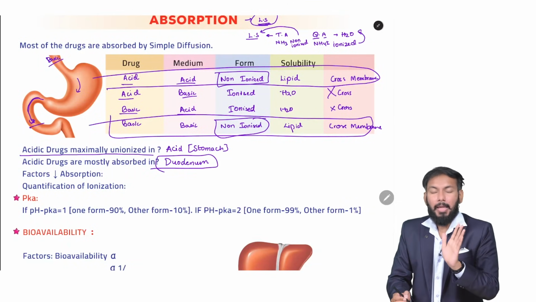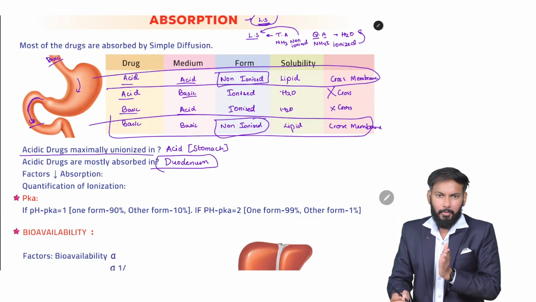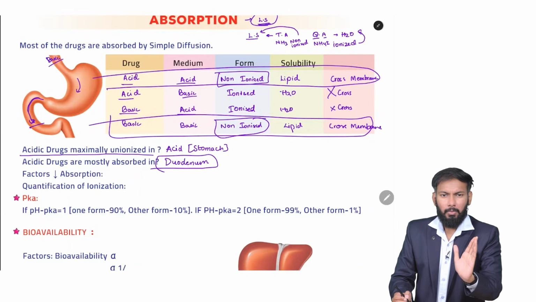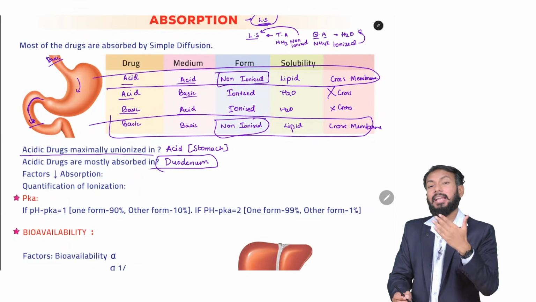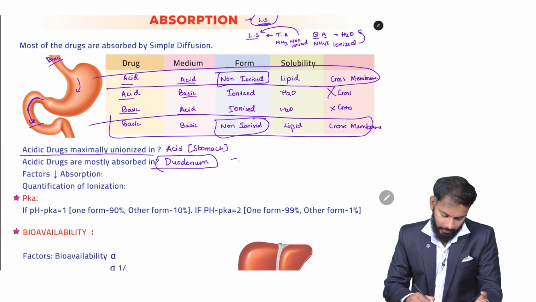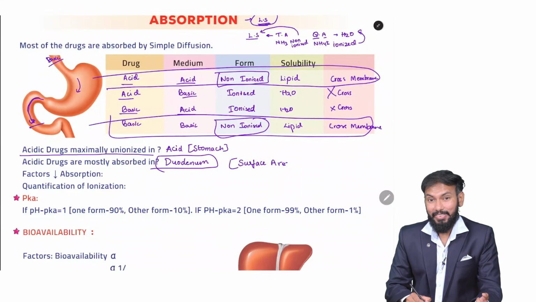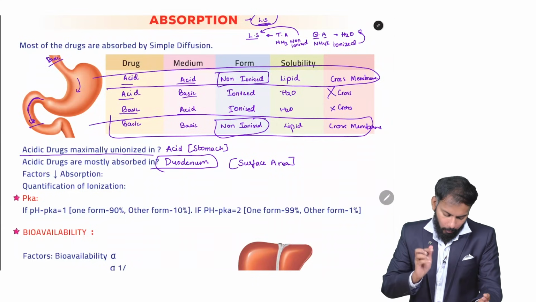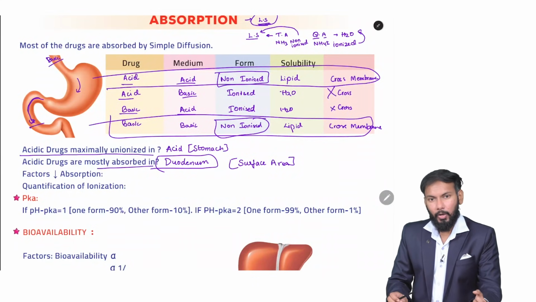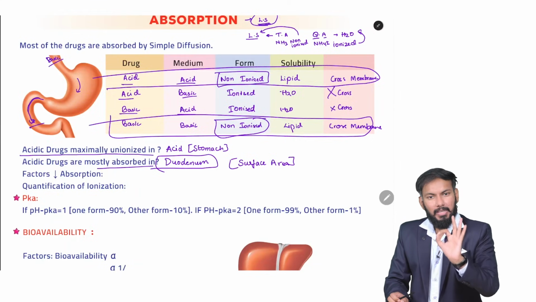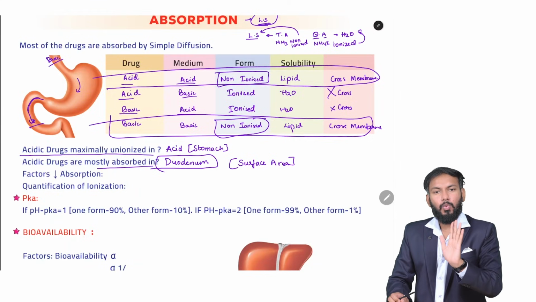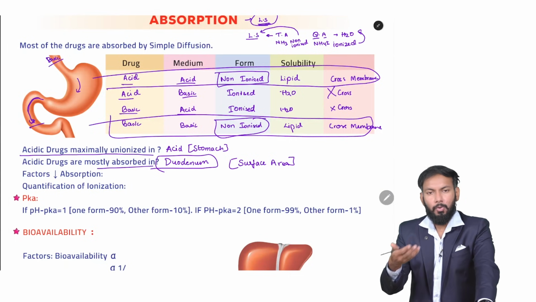Why? Because yes, absorption is dependent on the form, the solubility, lipid and water solubility, but absorption is mainly dependent on the surface area. Most important factor is surface area. Since the surface area of duodenum is more, most of the drugs are absorbed in duodenum. Doesn't matter whether it is an acidic drug or basic drug. This is what I want you to understand. That is why I told you so much of this.